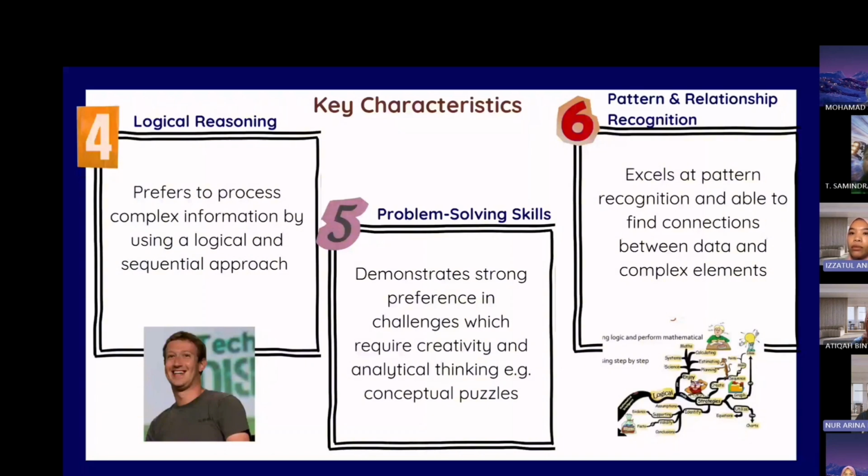This refers to the ability to spot patterns and connections in data. People strong in this area can identify relationships between complex elements that others might miss. This skill is especially valuable when analyzing trends or solving multi-layered problems. Next.